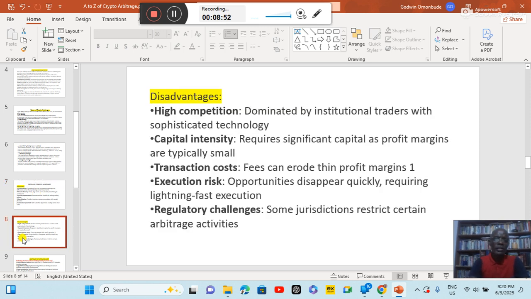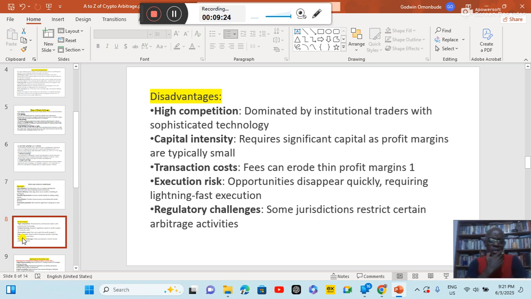What are the disadvantages? Number 1 is high competition, dominated by institutional traders with sophisticated technology. Number 2 is capital intensity, requiring a significant capital, as profit margins are typically small. Number 3 is transaction costs. Fees can erode the profit margin.